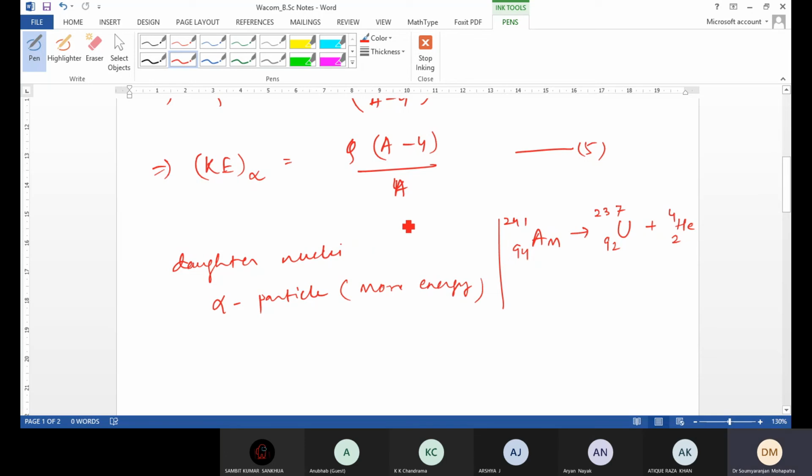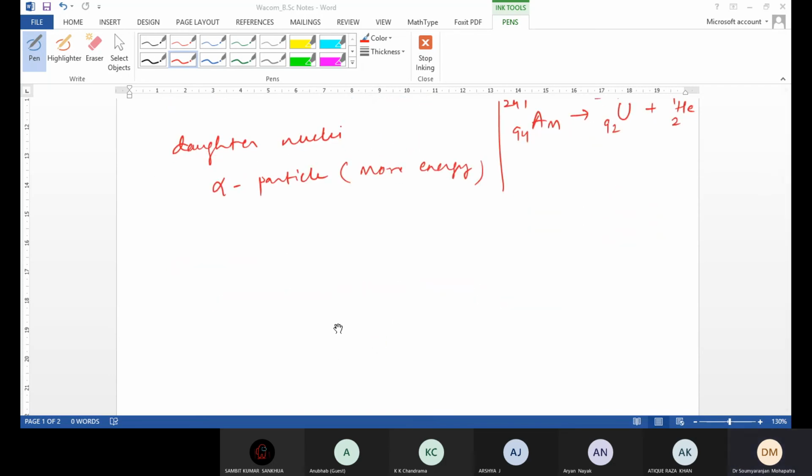Understood? So in that case, suppose we use a semiconductor detector to detect these alpha particles. Then you will see the alpha spectrum as it is recorded by this detector. You will see that the number of alpha particles is remaining constant for a particular energy value. So the graph will look like this. Let me show you the graph.